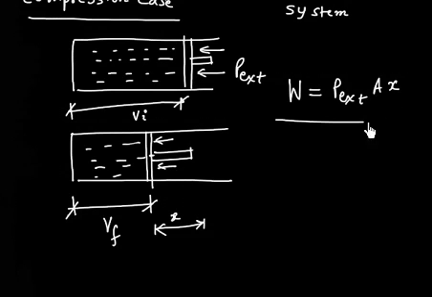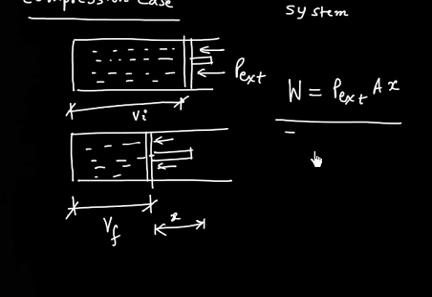Now I will check the sign. The only thing that is important in this case is the sign. What is the sign of work? The system is gaining some energy. Somebody is pushing on the system, which means somebody is losing energy and giving it to the system. So work is done on the system, and work is positive. What is the sign of dV? A x is nothing but dV.